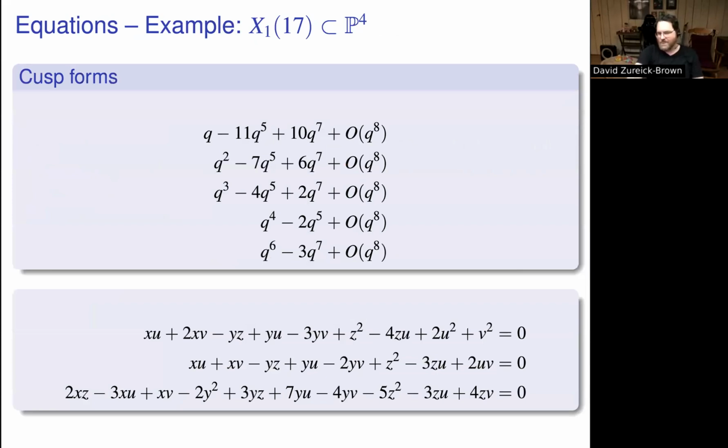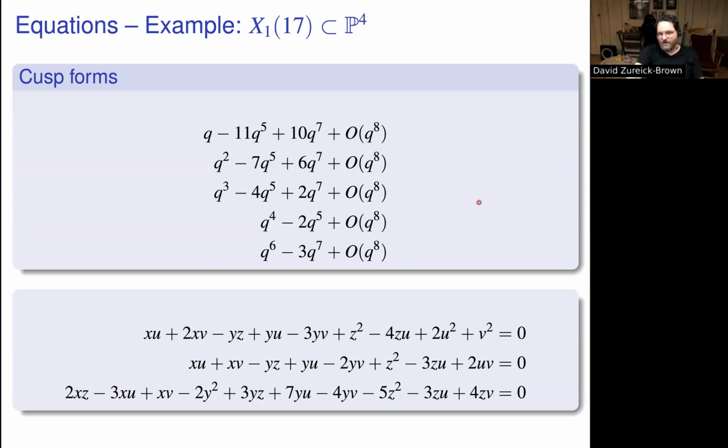And so my go-to example, which took me an hour to code up in Magma, which is not typical, and ran instantly, is the following. X1(17) is genus 5, non-hyperelliptic, non-trigonal. So its canonical embedding lands in P4. It's the last such complete intersection. It's cut out by 3 quadratic equations. There are 5 cusp forms.